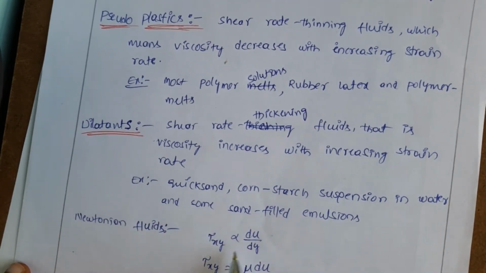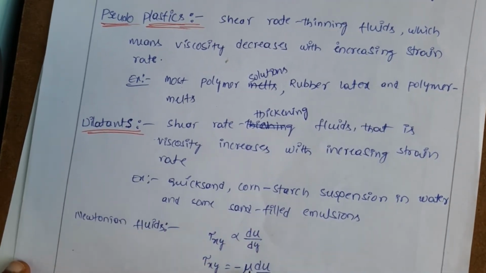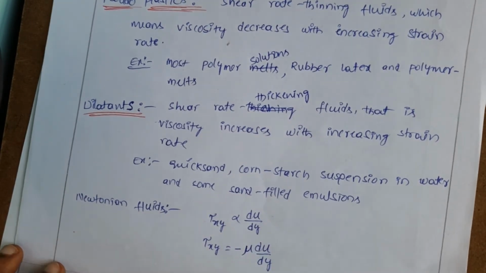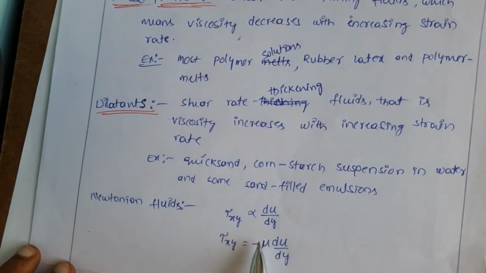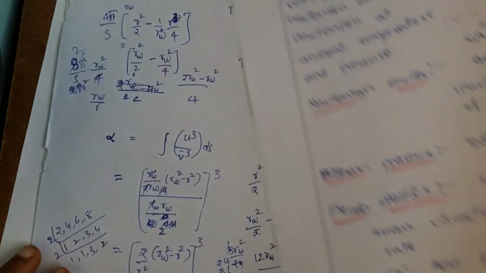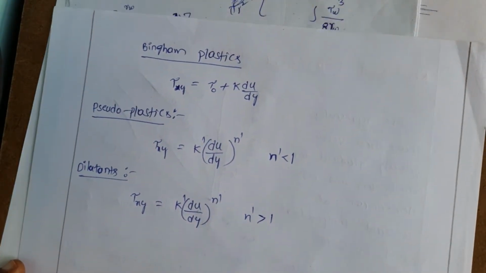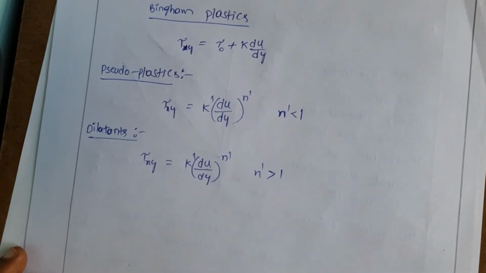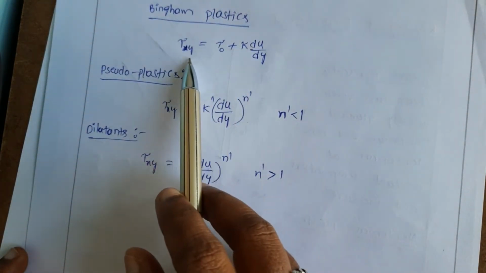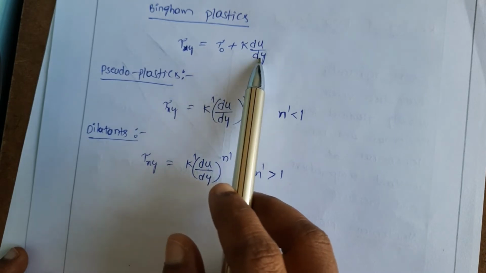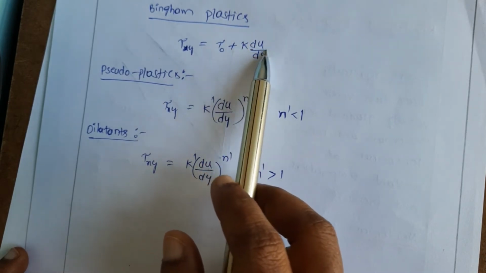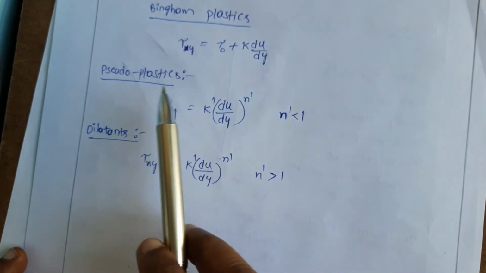The viscosity and shear rate relations will be given for each fluid. For Newtonian fluids, this is like this. For Bingham plastics, this is the yield stress. Again, the relation will be the Newtonian fluid relation.